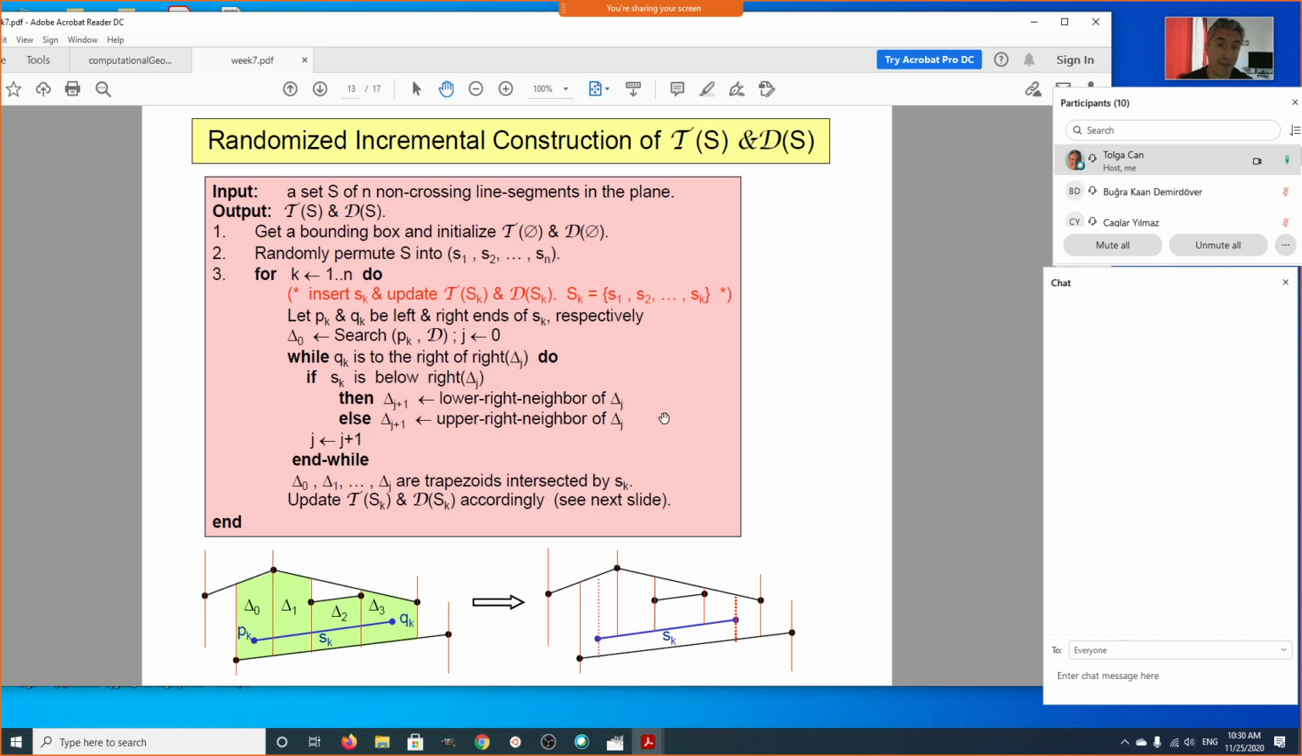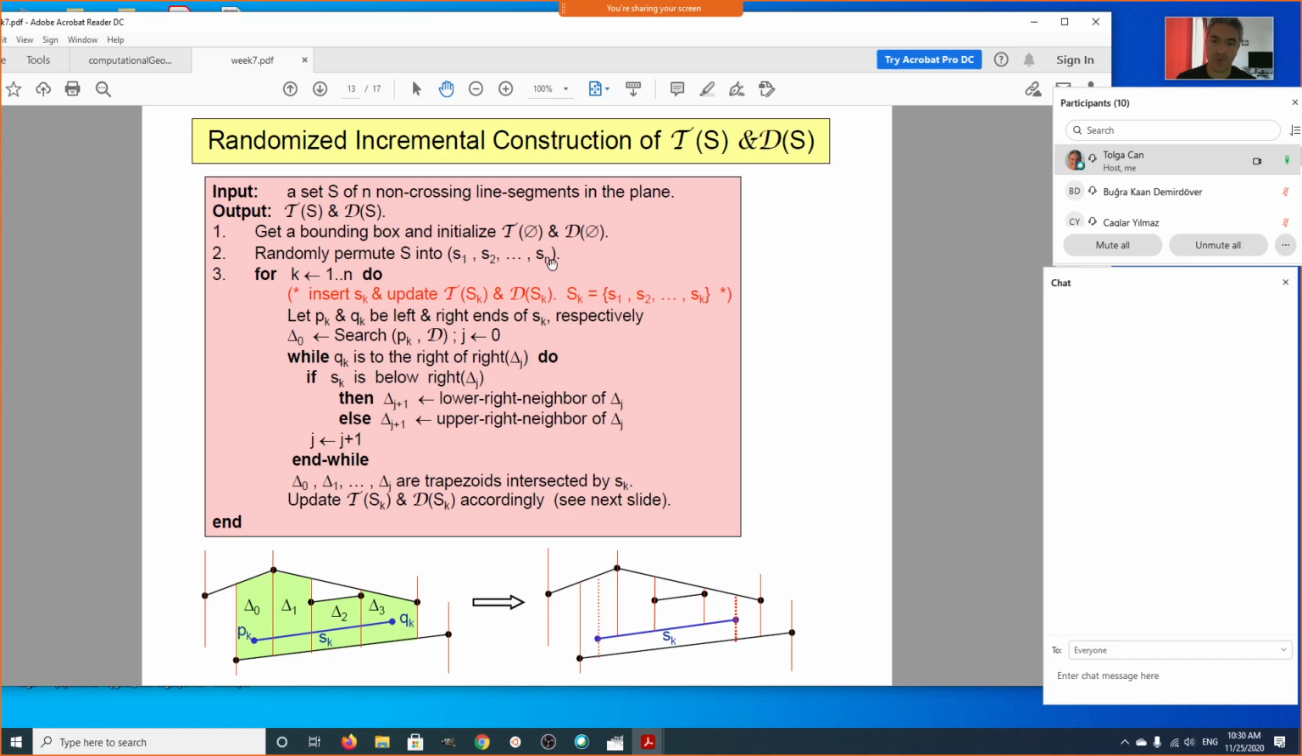We start with an empty trapezoidal map and an empty search structure. Since this is a randomized algorithm, we first want to randomly shuffle our edges, the line segments that are given to us, because a certain order of them may lead to a worst-case running time and also a worst-case search structure. So we don't want that. We just want to insert them in some random order. So that's step 2.